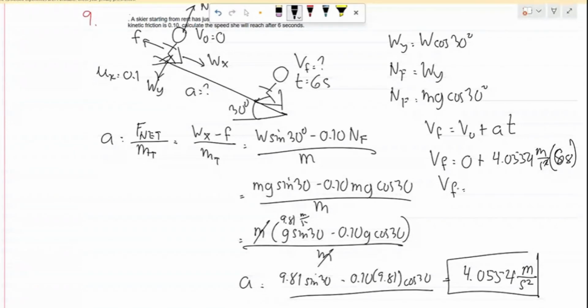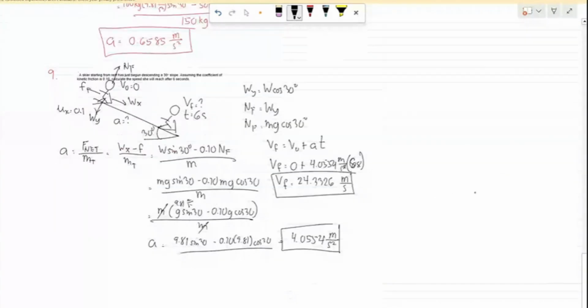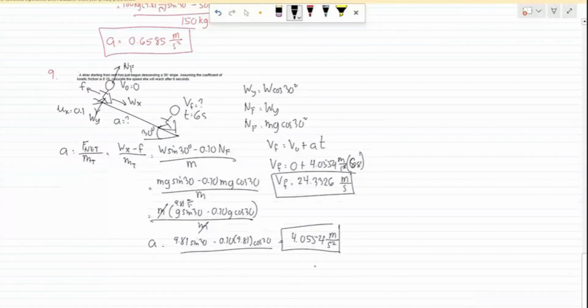Okay, so that is 24.3326. Okay, meters per second. So this would be our final velocity of the skier after 6 seconds. Okay, any question so far?